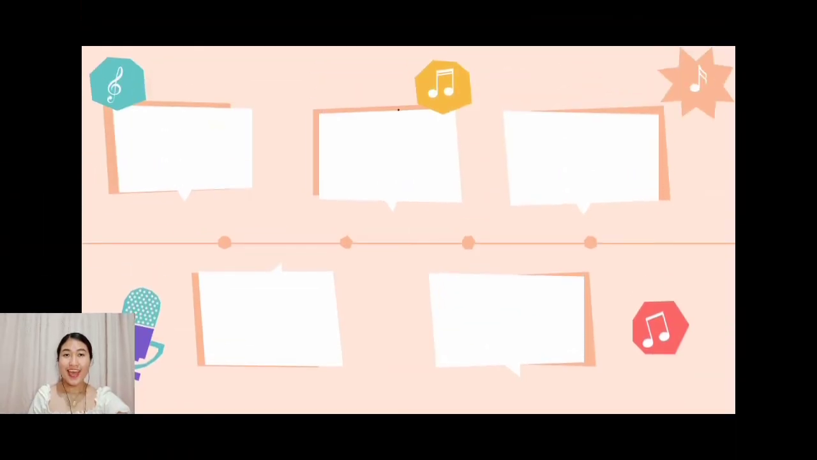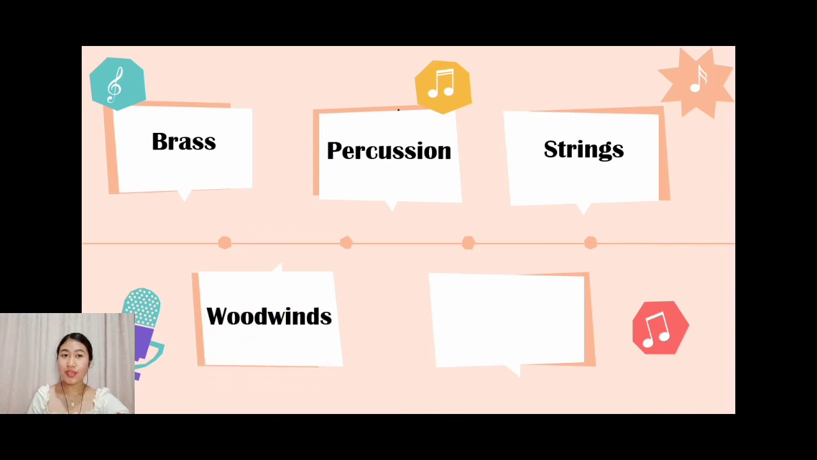So again, the 5 classifications of instruments are the brass instruments, the percussion instruments, the string instruments, the woodwind instruments, and the electronic instruments.